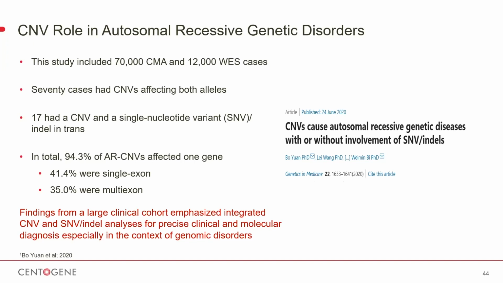The study was very recent, in the second half of last year, 2020, and it included 70,000 chromosomal microarray and 12,000 whole exome sequencing. Out of this data, 70 cases have homozygous copy number variants affecting both alleles, and 17 have a copy number variant in conjunction with other single nucleotide variants on the other allele.